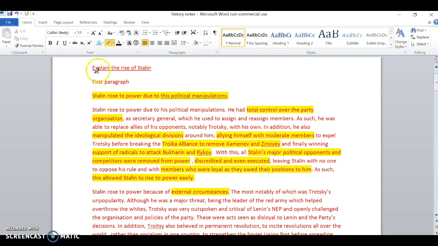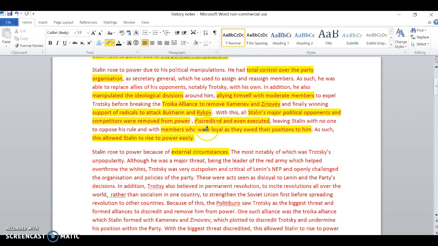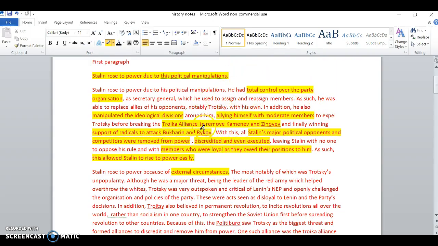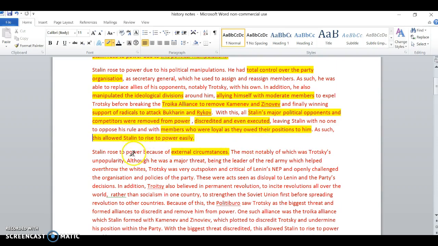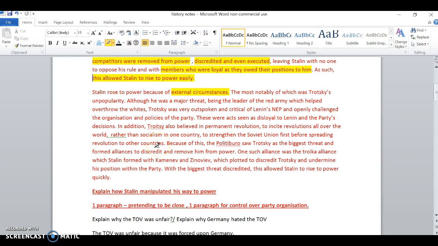Give your point, give your examples very clearly. In this case, it's summarizing 3 points into one, and then give your explanation after that in clear sentences so the marker can see that you are thinking about the explanation, which is here again: political opponents removed, discredited, and executed, and hence no one could oppose him. Next, external circumstances. You basically need to write again many points condensed into one, so the most notable of which is Trotsky's unpopularity. Okay, in this case, because this is a big point, so I think this point in itself is enough.